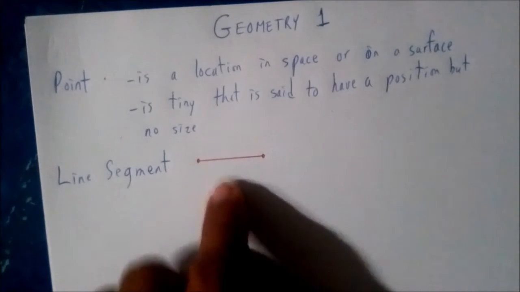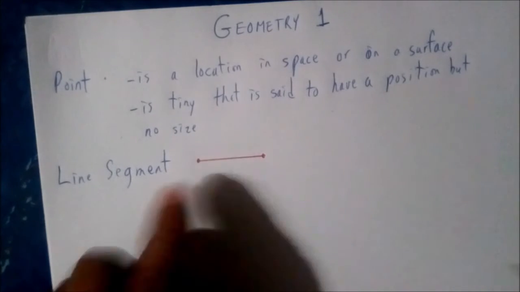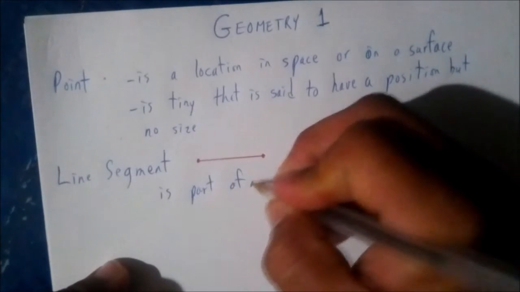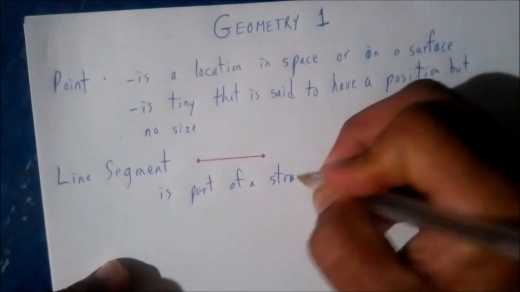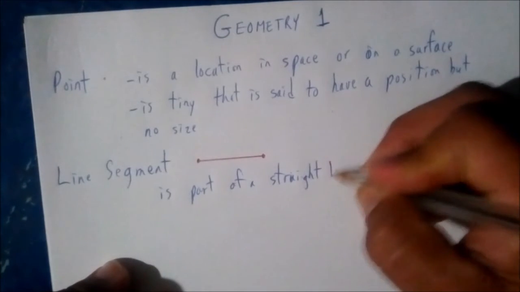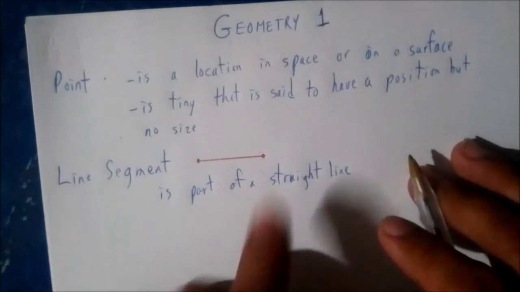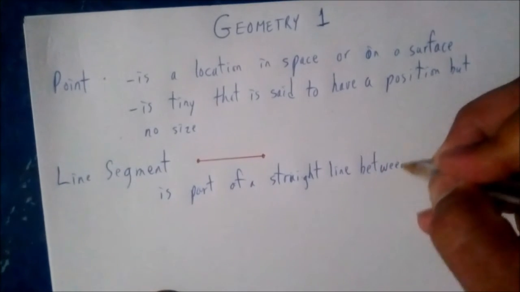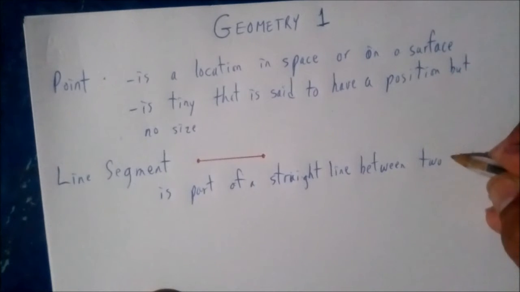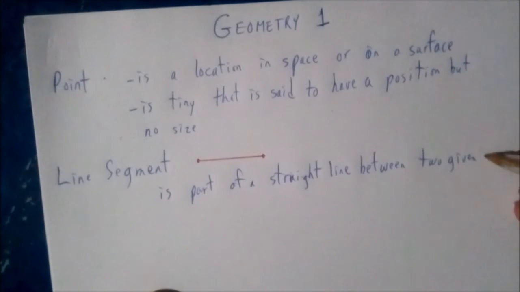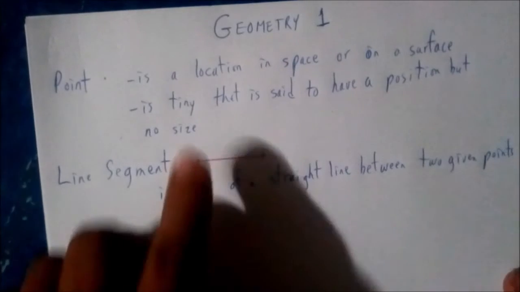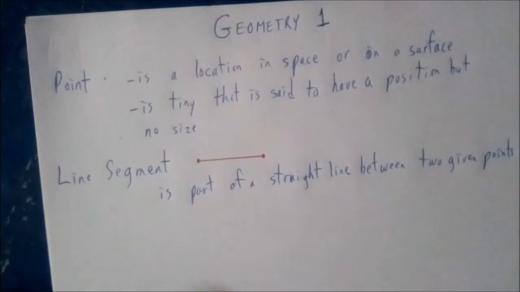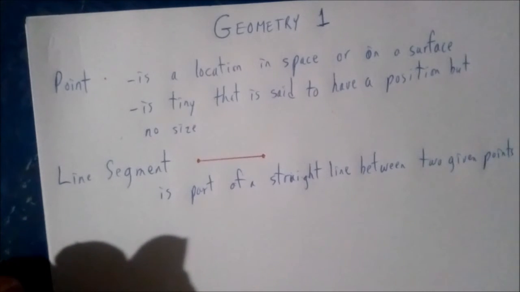A line segment is part of a straight line between two given points. I give you the 2 points, so we can call this A and B, C and D, any kind of labeling that we want. So that is simply a line segment.